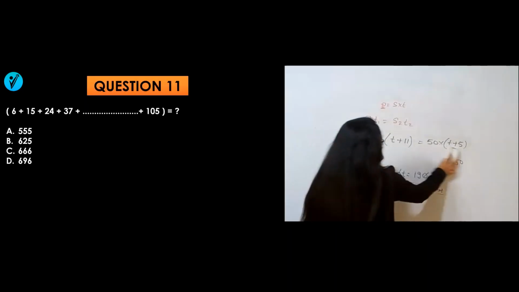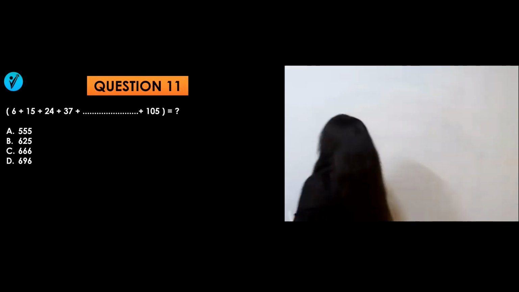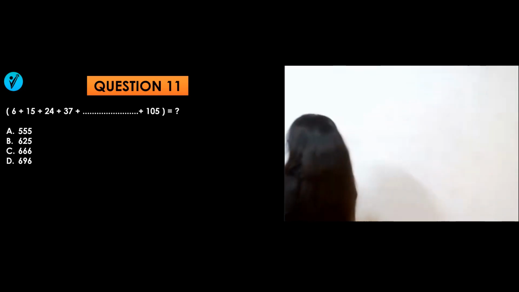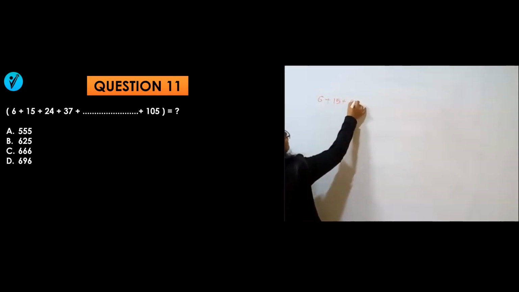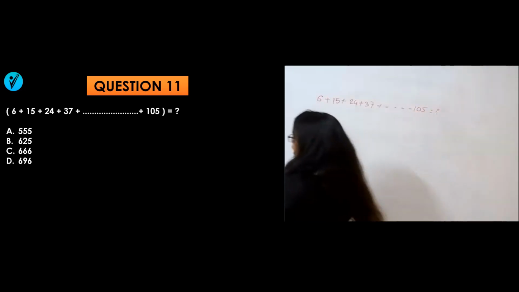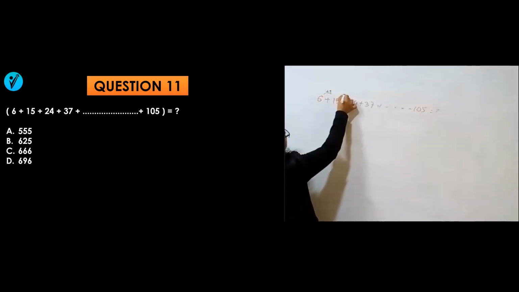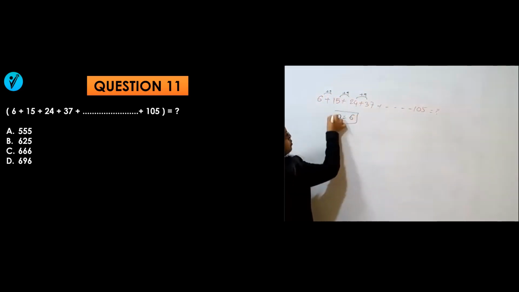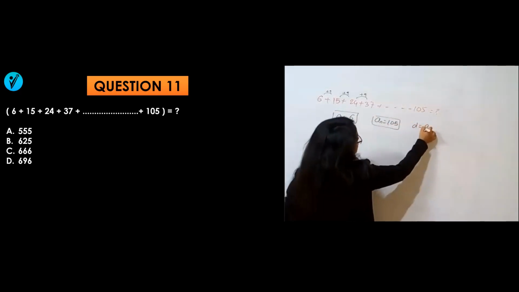Question number 11 is here. What are they saying in this question? 6 plus 15 plus 24 plus 33 plus up to 105. We have to find out the sum of all. Now, if you look at these terms, you can see this is an arithmetic progression because this is increasing by plus 9, plus 9. So you can say that A is equal to 6, the first term. Last term L is equal to 105. And difference D is equal to 9.